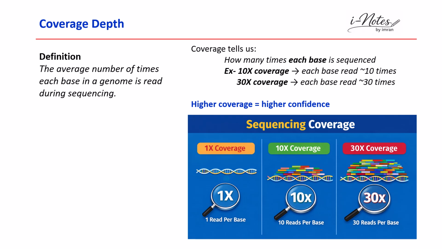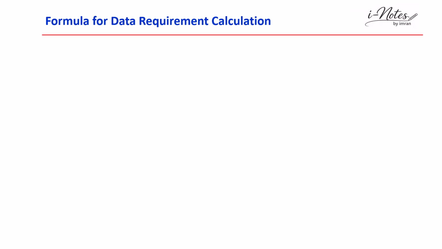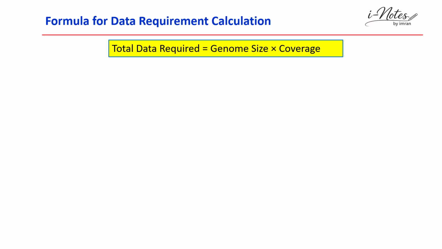So now, since you know the genome size of the sample which you are going to sequence, and you have decided your coverage depth requirement, based on that you can easily calculate the right amount of data required. So, a very simple formula. Here it goes: the total data required is equal to genome size multiplied by coverage. We will understand this formula based on some examples.